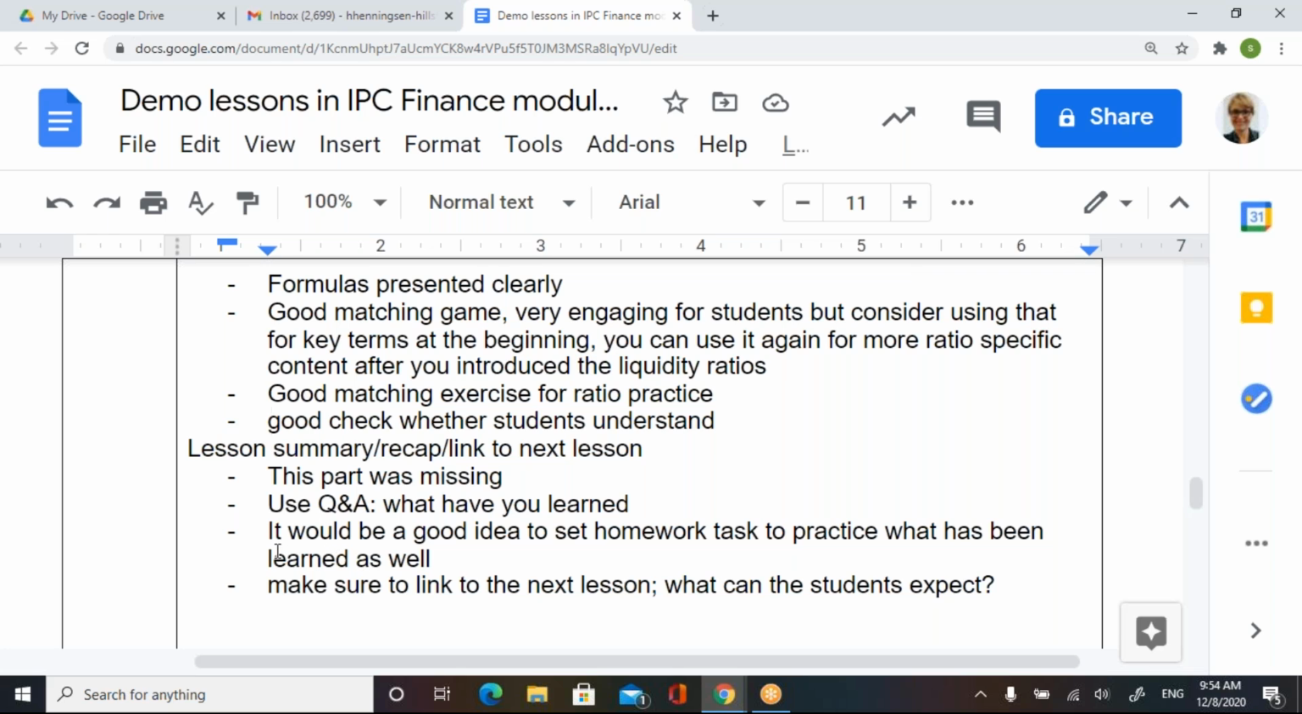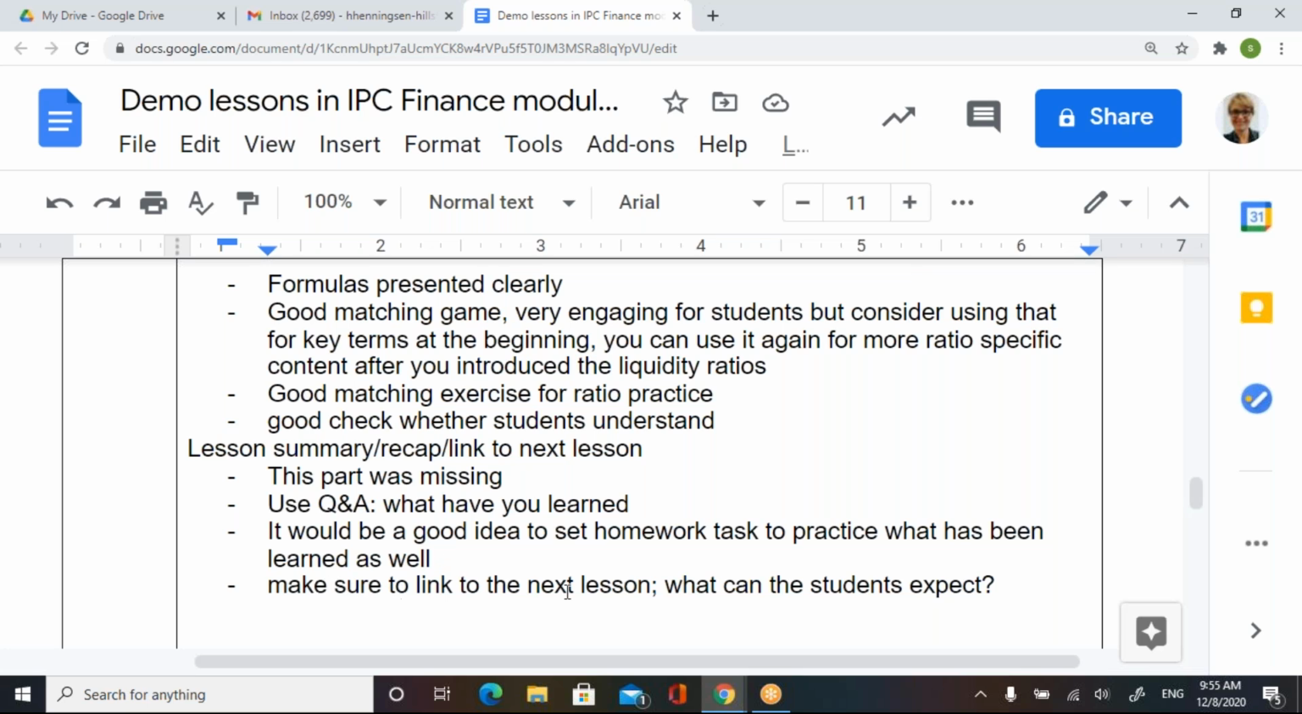And it would be a good idea also to set a homework task with sort of a selection of exercises on those liquidity ratios. Yeah, you can probably find quite a few online or make them up. Have a look in my presentation. I may have given you some ideas with numbers as well, because I do know that it's always time consuming to make them up yourself, okay? So if you can find them in a book or something, that's fair enough, isn't it? So make sure they have something to take away and practice these liquidity ratios.